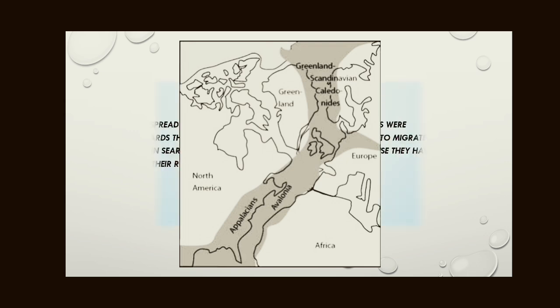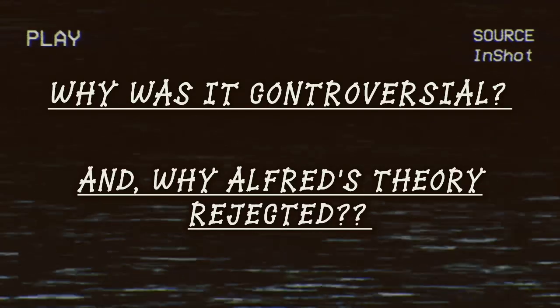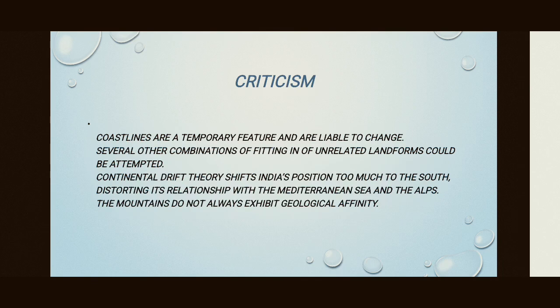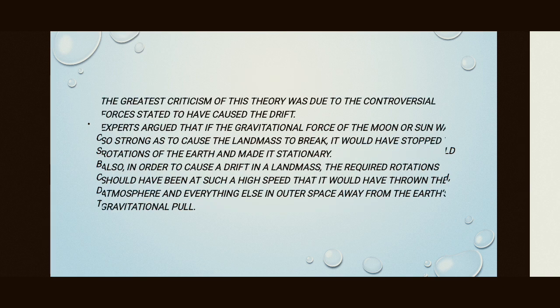Even with all this evidence, Wegener's theory faced a lot of criticism. One major point was that coastlines are temporary and constantly changing. Others argued that you could find many unrelated landforms that might seem to fit together. Some critics also pointed out that Wegener's theory placed India too far south, which distorted its relationship with the Mediterranean and the Alps. And surprisingly, the mountains didn't always show the expected geological affinity.